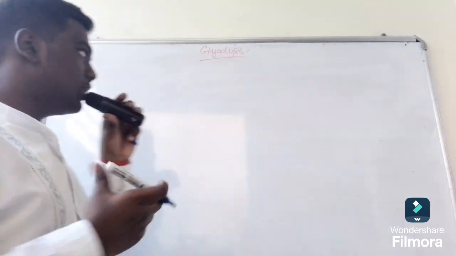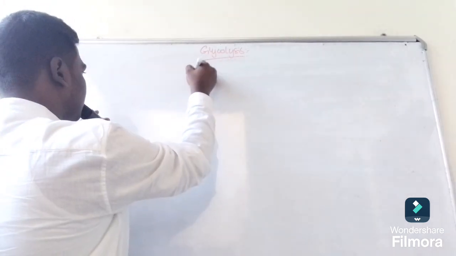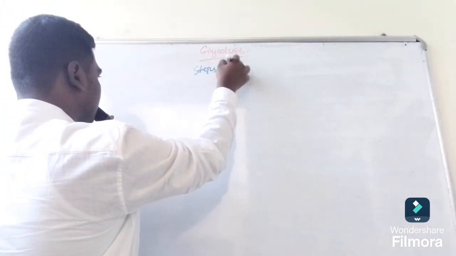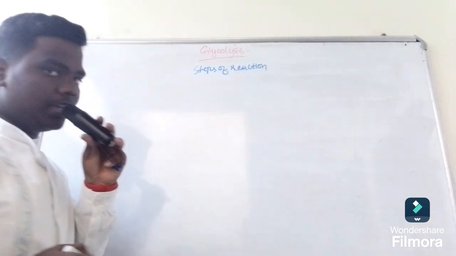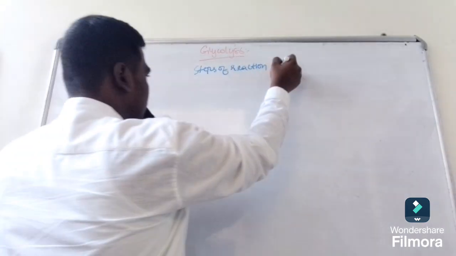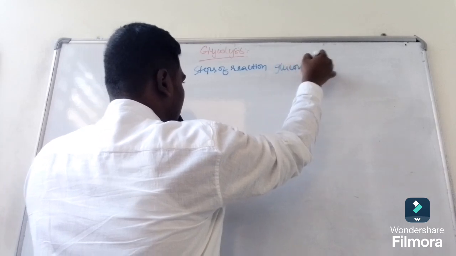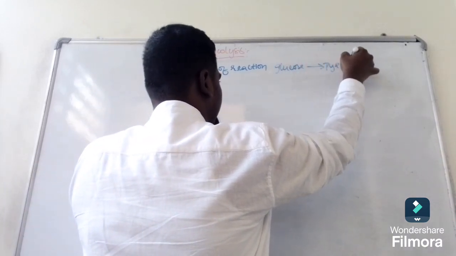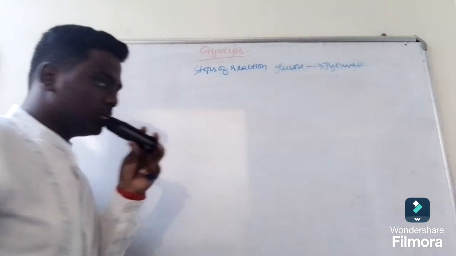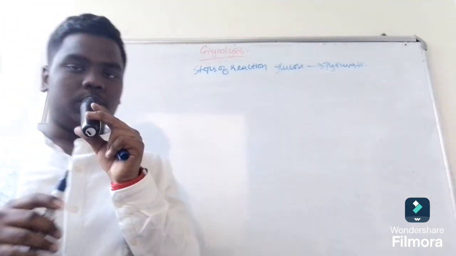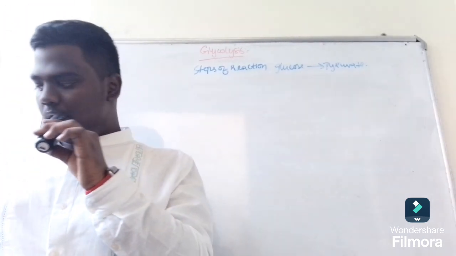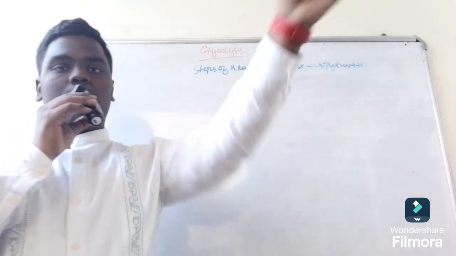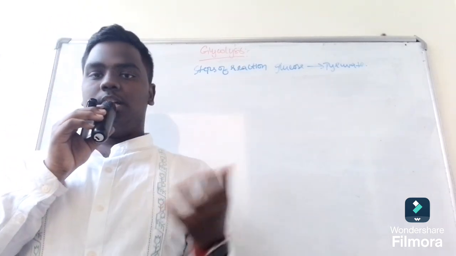Glycolysis is defined as the steps of reaction taking place to convert glucose to pyruvate. Glucose is getting converted to pyruvate through different steps involved. Let us see what all the steps involved in glycolysis are.